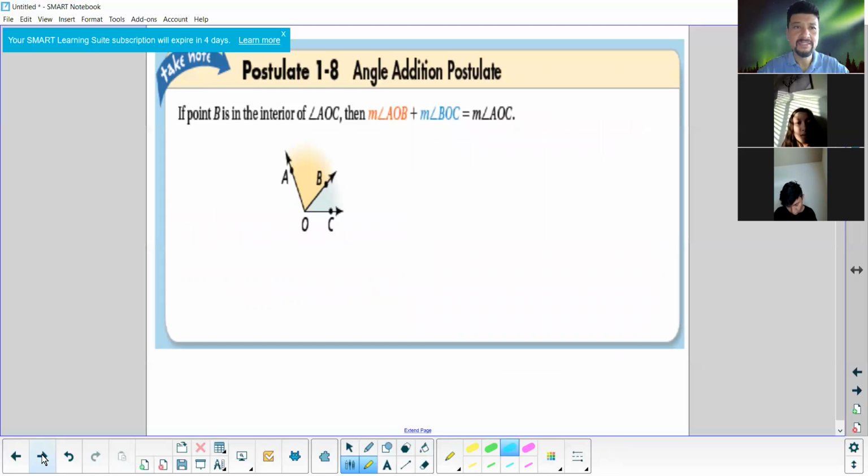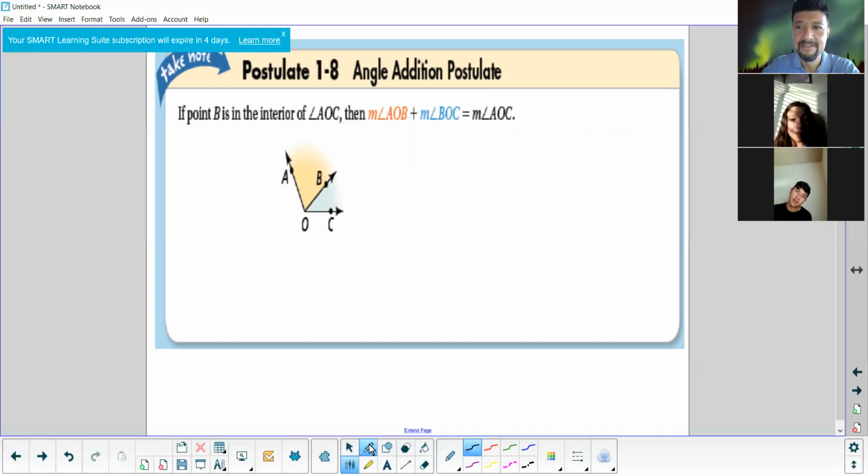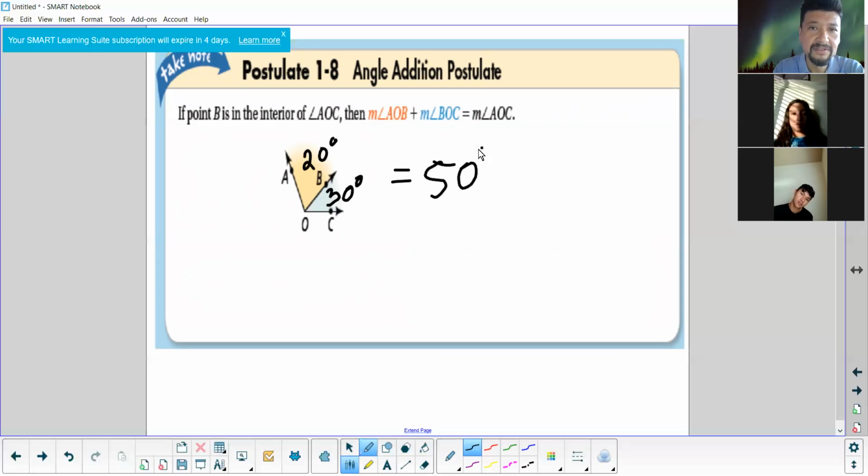Okay, Marcus, why don't you go ahead and read this? If point B is the interior of angle OAC, then the measure of AOB plus the measure of BOC is equal to the measure of AOC. Okay, so what is this saying? Measure of AOB plus measure of BOC equals the whole thing. Yeah, so in physical terms, if I say that's 20 degrees and I say that this is 30 degrees, then I could guarantee that the whole is 50 degrees. That the two angles added together equals the sum of the whole thing. That's really what it's saying, right?